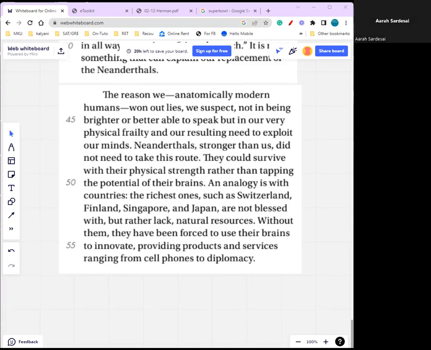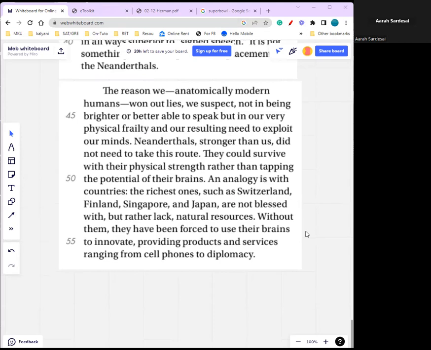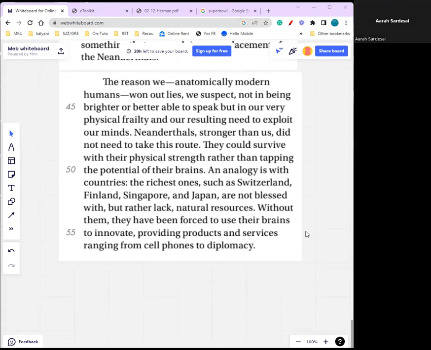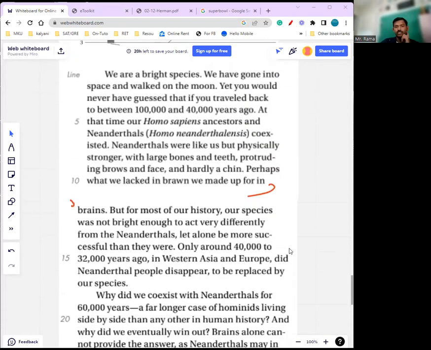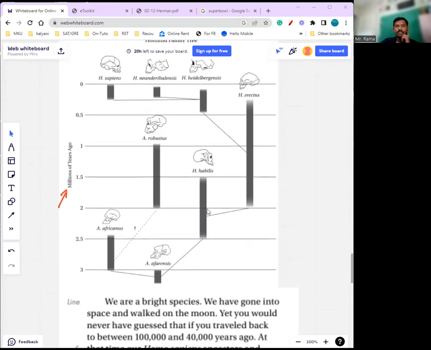Sure. The reason we anatomically modern humans won out lies, we suspect, not in being brighter or better at speech, but in our very physical frailty and our resulting need to exploit our minds. Neanderthals, stronger than us, did not need to take this route. They could survive with their physical strength rather than tapping the potential of their brains. An analogy is with countries. The richest ones, such as Switzerland, Finland, Singapore, and Japan, are not blessed with, but rather lack natural resources. Without them, they have been forced to use their brains to innovate, providing products and services ranging from cell phones to diplomacy.